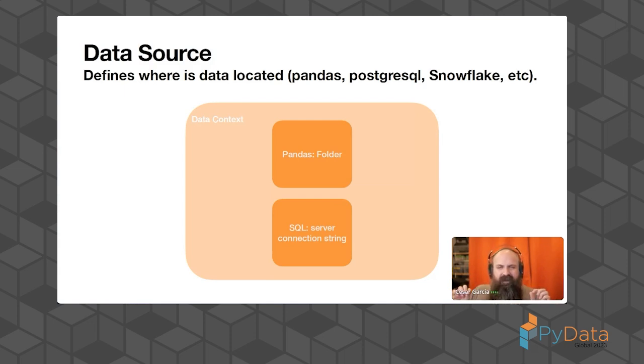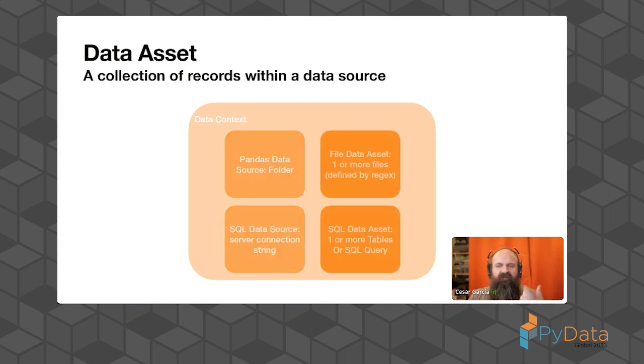The most strange part is that for Pandas, instead of having a server, you have a folder. You can have that in an S3 bucket, in GCS, whatever. It's going to be the folder, and the folder is the instruction for the data source. Inside each folder, you can have one or more files or tables, and then you have to map your assets. The main idea about the assets is that you can say, okay, out of this folder, just get these 2 or 3 files.